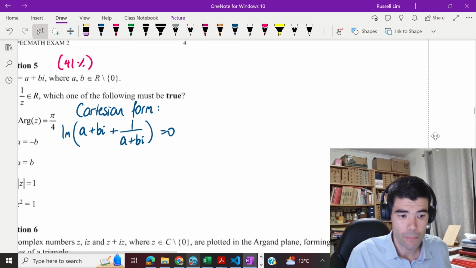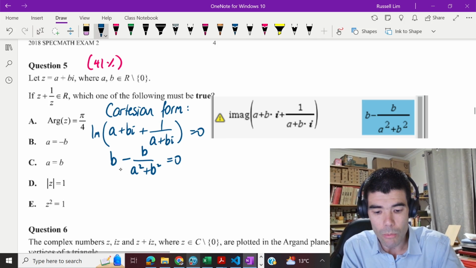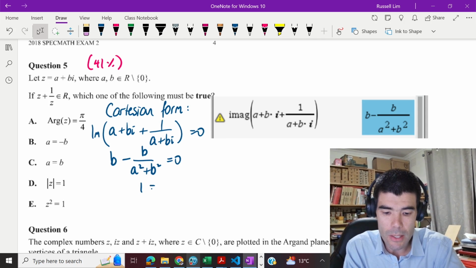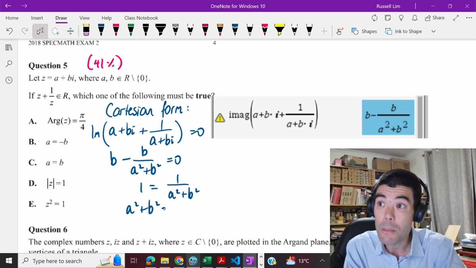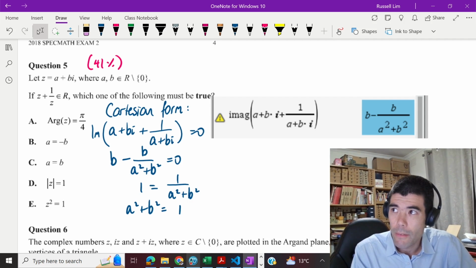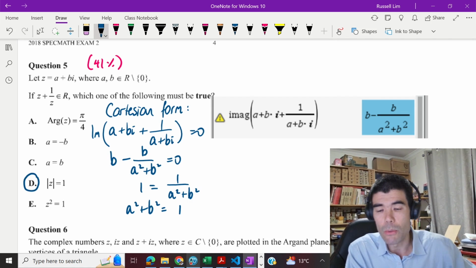Okay, if we rearrange this a little bit, we can drag this term over to the other side and then cancel out the b's to recognize that a squared plus b squared must be equal to 1. So from that, if our complex number is a plus bi, we can see that the length of z must be equal to 1.